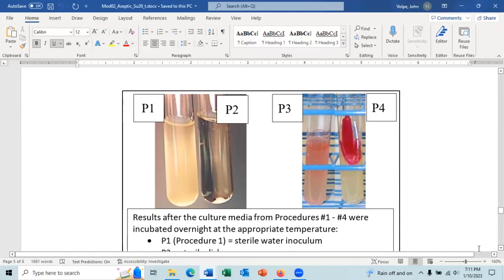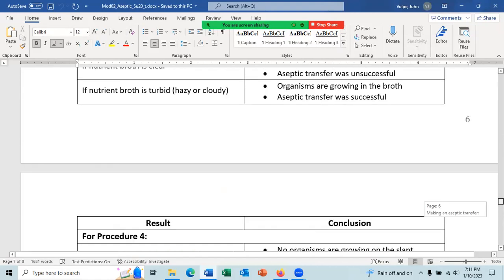Moving down to the pictures. This picture is procedure 1. This picture is for procedure 2. You can notice a difference here. With procedure 2, you can actually see the paper disc in the bottom of the tube. Any question about any of that?